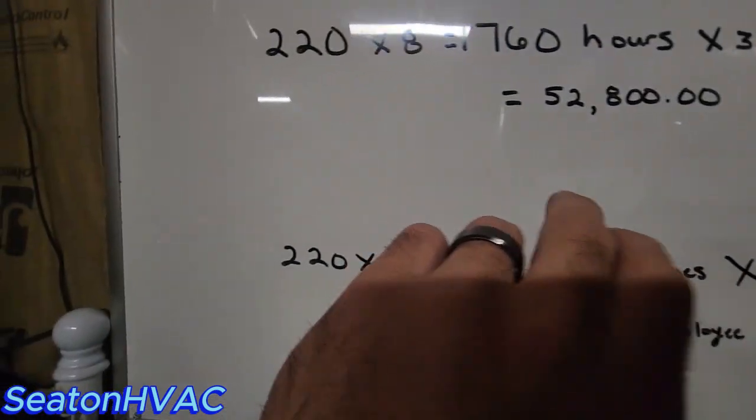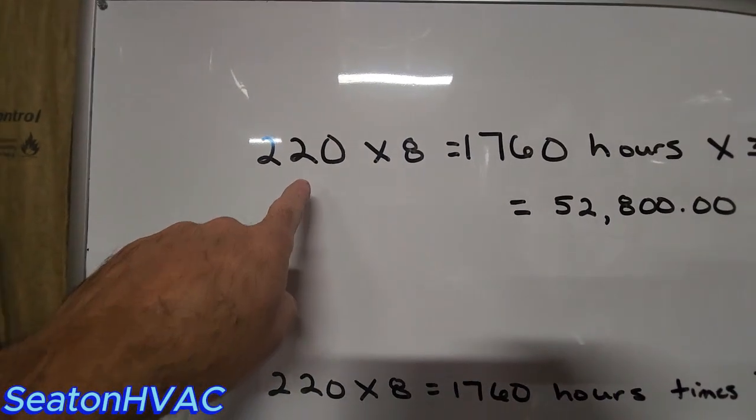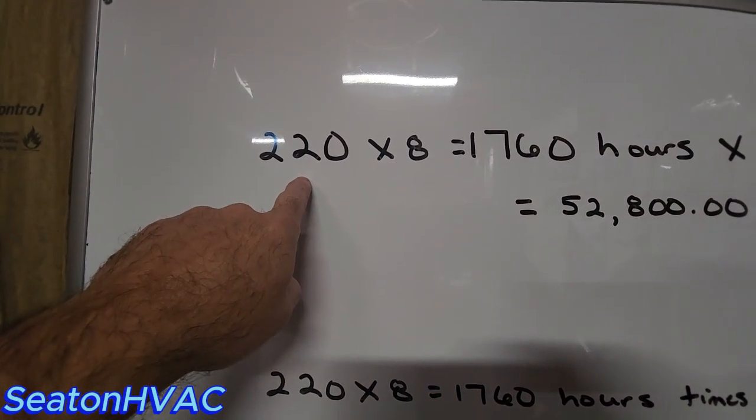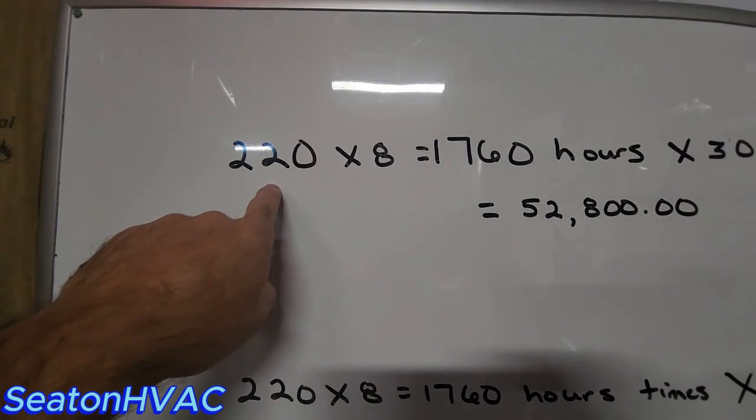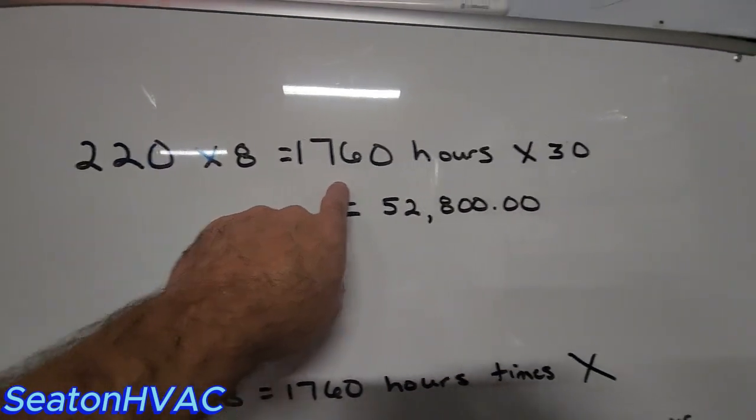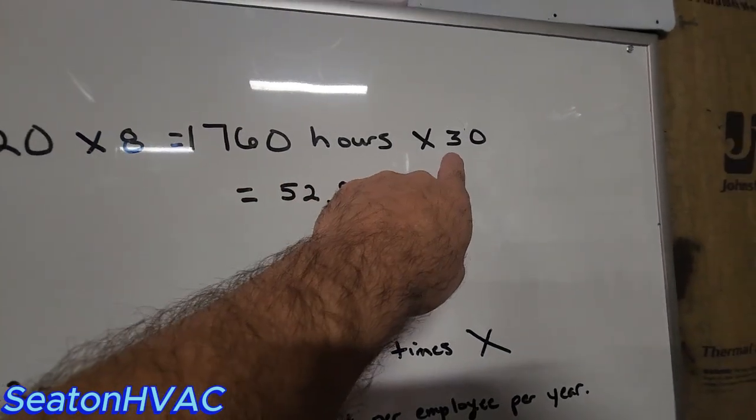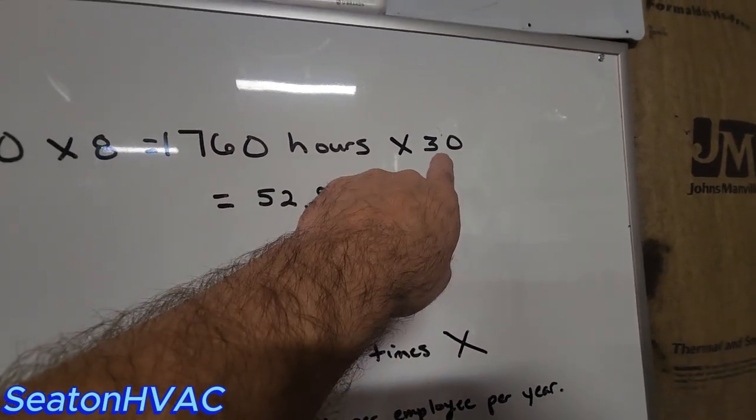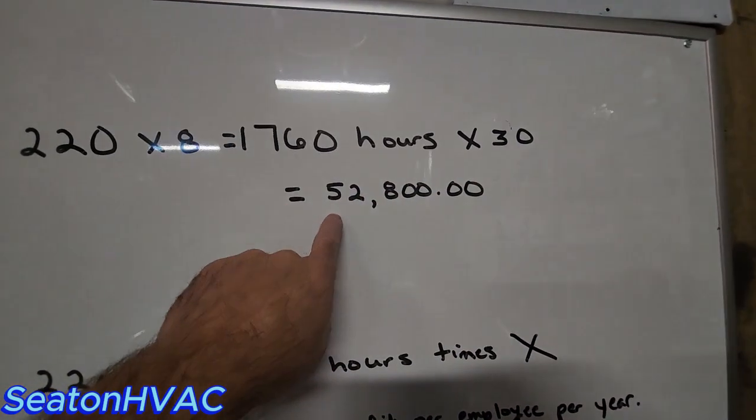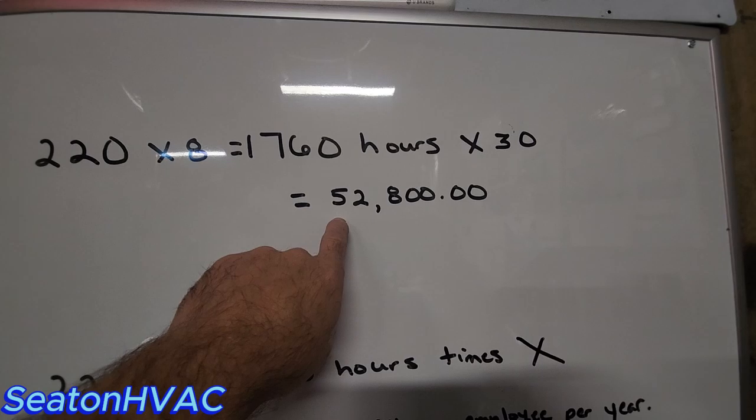So let me show you an example. You got your yearly days worked per employee times their hours, which would be your 1,760. Let's say on top of your break-even number, you're going to put $30 per hour. So that employee is going to make you $52,800 a year.